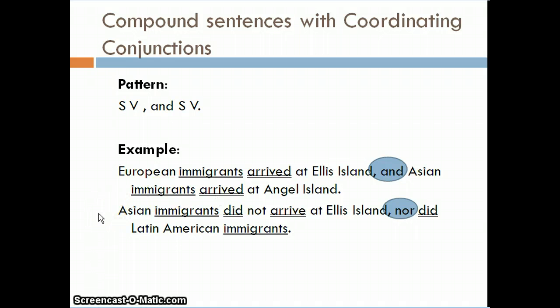Here's one more example. This one's a little bit different. Asian immigrants did not arrive at Ellis Island, nor did Latin American immigrants. So in this case, we do have two independent clauses, but because we're using the coordinate conjunction nor, the subject and the verb of the second clause are inverted. The verb, did, comes before the subject. So this is a special case with the coordinate conjunction nor. It's the only case where we would use the verb before the subject when using one of the coordinate conjunctions. Otherwise, we would follow this pattern: subject, verb, comma, coordinate conjunction, subject, verb.